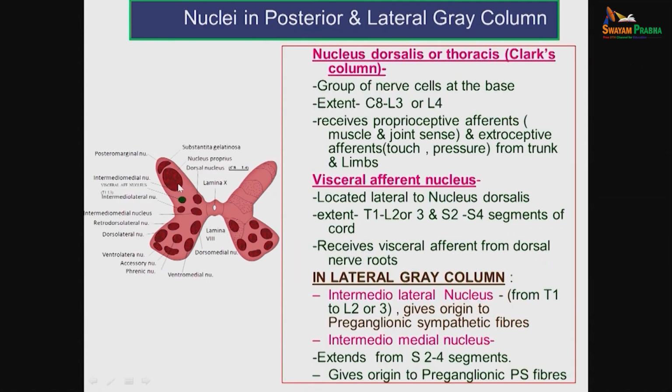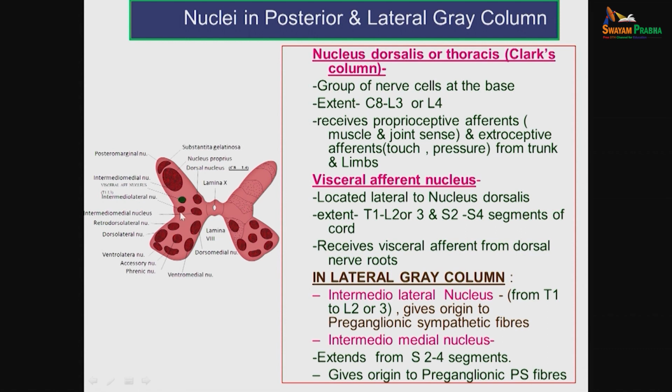Next, coming to the base of the posterior grey horn, you can see a huge nucleus here, called the dorsal nucleus, or nucleus dorsalis, or thoracic nucleus, or Clarke's column. This is a group of nerve cells at the base of the posterior grey horn. It is present in which segments? C8 to L3 or L4 segments. It receives proprioceptive afferents, muscle and joint sense, and also exteroceptive afferents, touch and pressure from the trunk and limbs. This is the second order neuron in spinocerebellar pathways.